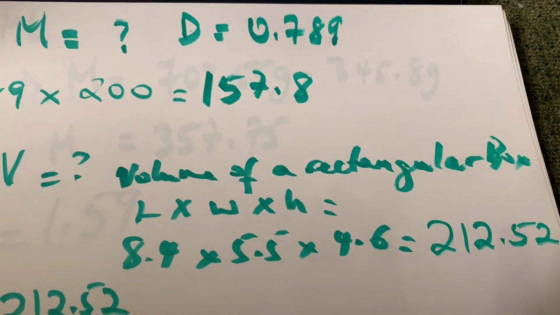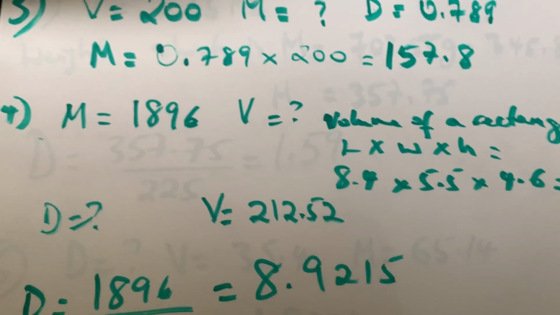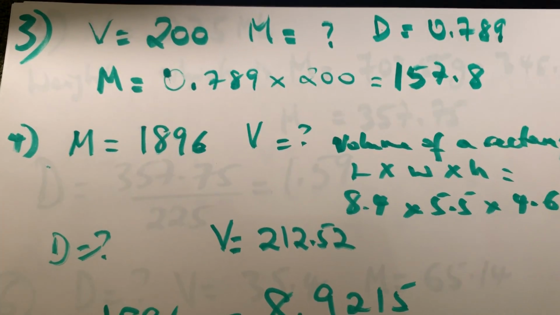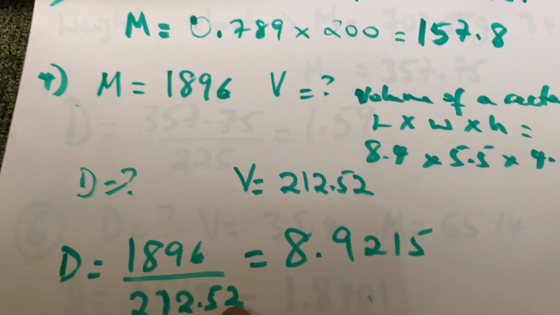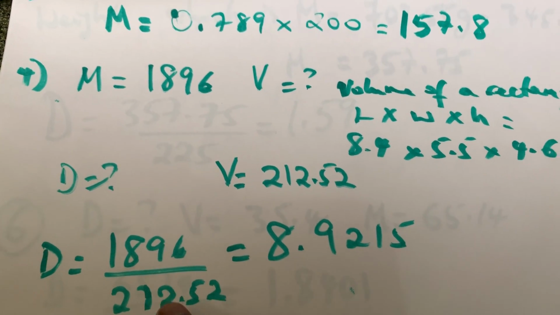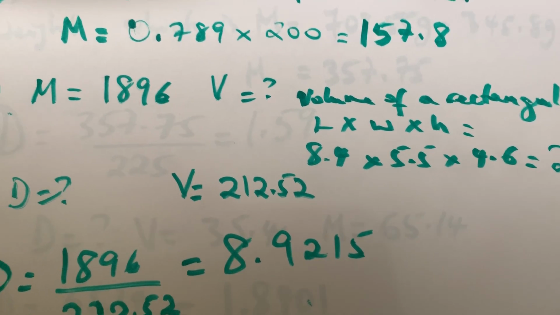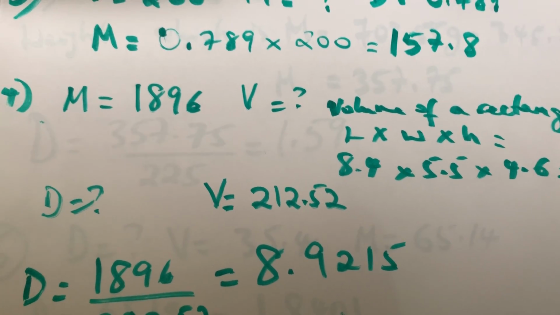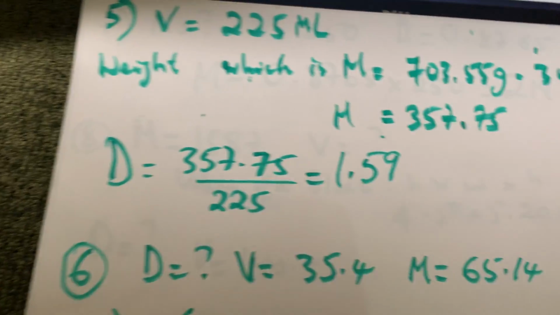But this is not your final answer, because they didn't ask you to find the volume. They asked you to find the density. Now you have your data complete: you have your mass and your volume. You go back: density equals mass over volume. So 1896 divided by 212.52. When you divide it, you get 8.925. A lot of decimals, but 2 decimals is fine. Hope it's understood. Now let's move to number 5.